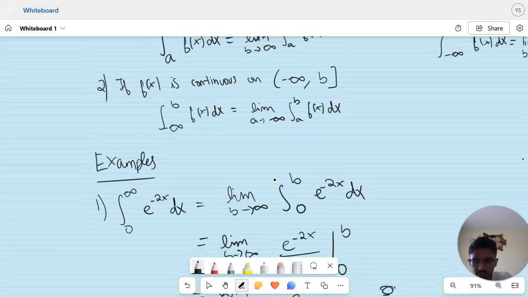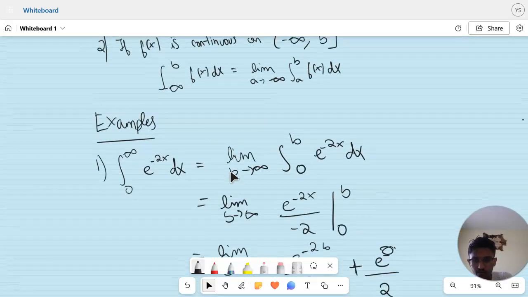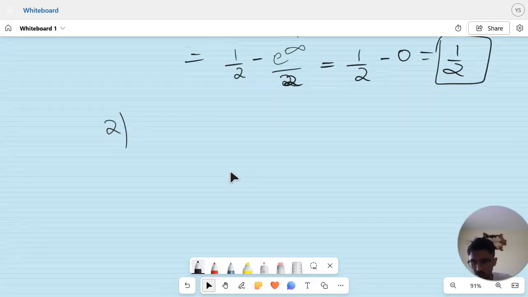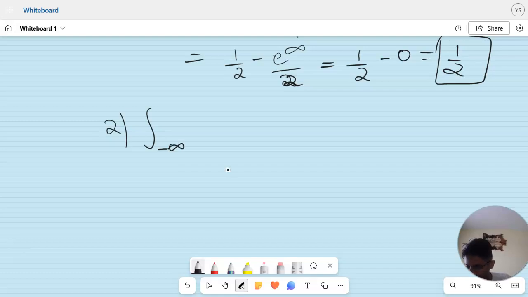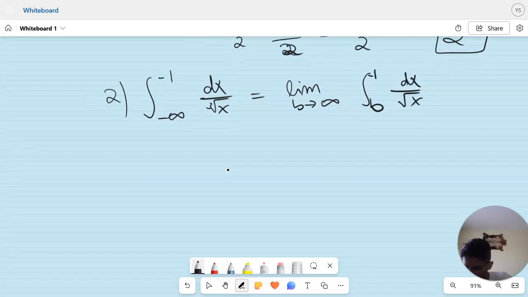Now let's have a look at an example with our second case, if f of x is continuous on negative infinity to b. That's what our formula looks like. Let's look at an example that shows this. The integral from negative infinity to negative 1 of dx over the cube root of x. First step, recognizing that this looks like our second formula. Second step, putting in the values: the limit as b goes to negative infinity of the integral from b to negative 1 of dx over the cube root of x.